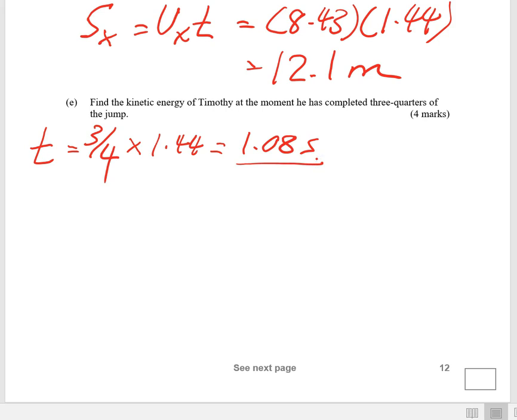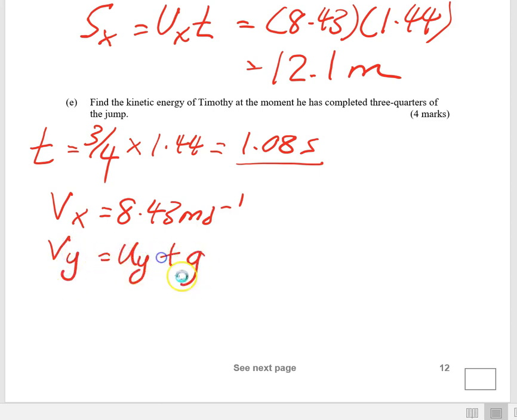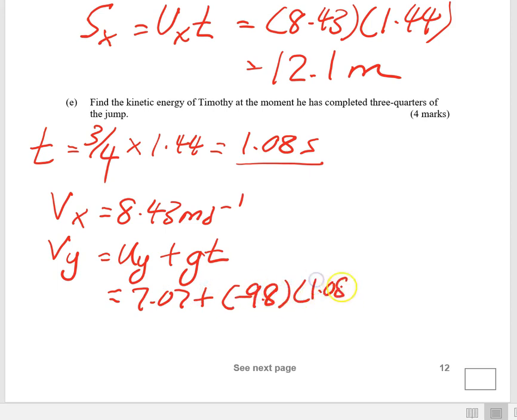So one way of doing it is by finding the v. I do know that Vx is always 8.43 meters per second. So what I can do next is find my Vy. One of the methods is by using this formula: Vy equals Uy, 7.07, plus negative 9.8 times the time that we are interested in, 1.08. This value here is negative 3.51, which means that the fella is descending.